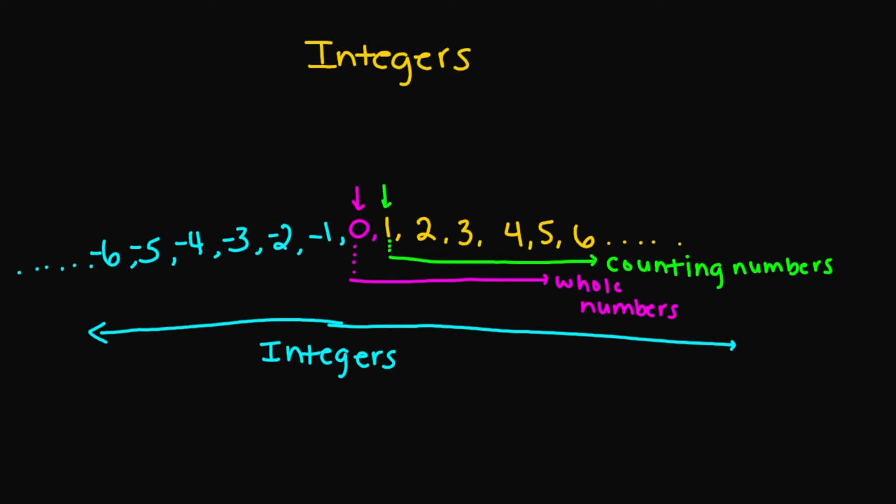So just a quick recap. We said counting numbers start with the number 1 and go all the way down: 1, 2, 3, 4, 5, 6. And remember, counting numbers are also known as natural numbers. Whole numbers are very similar to counting numbers, except whole numbers start with the number 0 and go all the way down: 0, 1, 2, 3, 4, 5, 6. And then integers are going to be all of your whole numbers and their opposites, so all of your whole numbers and the negative numbers.